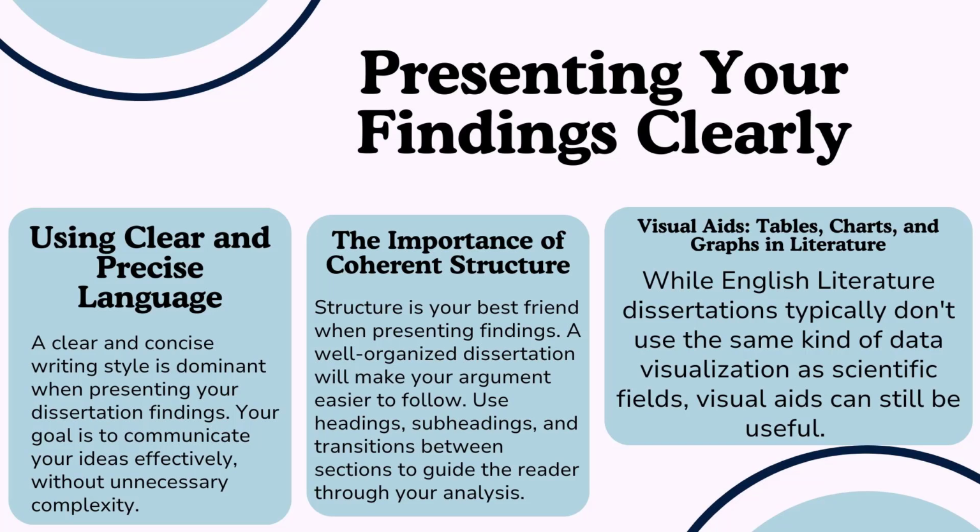Number three, visual aids, tables, charts, and graphs in literature. While English literature dissertations typically don't use the same kind of data visualization as scientific fields, visual aids can still be useful. For instance, you might include a table comparing how certain themes appear in different works or a chart illustrating the prevalence of specific motifs across multiple texts. These tools help clarify complex ideas and make your findings more digestible.